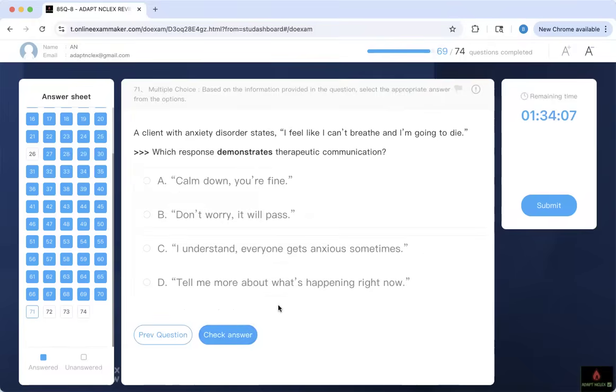A client with anxiety disorder states, I feel like I can't breathe. I'm going to die. Which response demonstrates therapeutic communication? Calm down, you are fine. Wrong answer. Don't worry, it will pass. Wrong answer. Find out more about it. I understand, everyone gets anxious sometimes. Is that okay? That's trying to generalize it. Tell me more about what is happening right now. No brainer, right? That's your right answer.